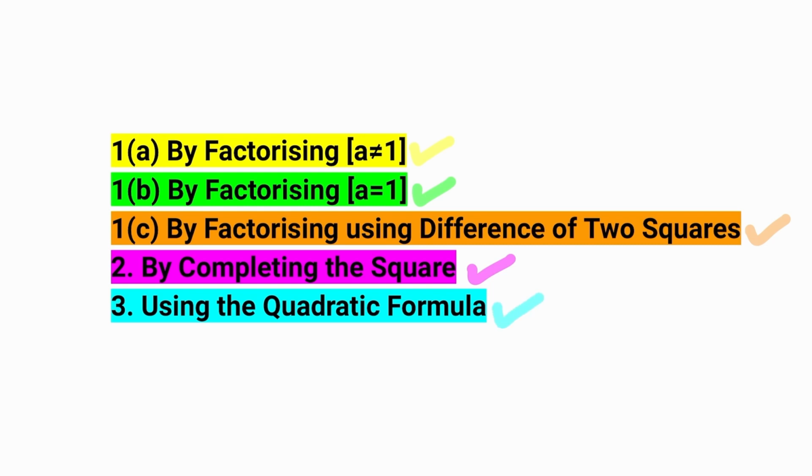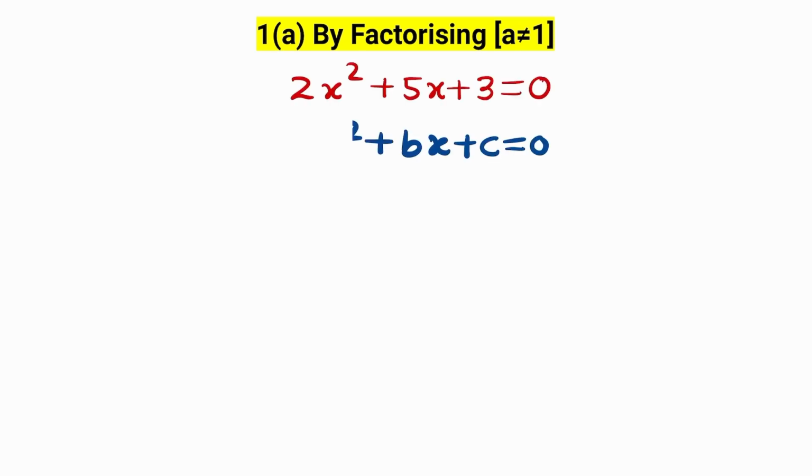I will explain to you step by step each of these methods and how we can apply them to solve quadratic equations. Let's start off by learning to solve quadratic equations by factorizing when the coefficient a is not equal to 1, by taking this example. A quadratic equation is in the form of ax squared plus bx plus c equal to 0. First of all, let's try to figure out the a, b and c values.